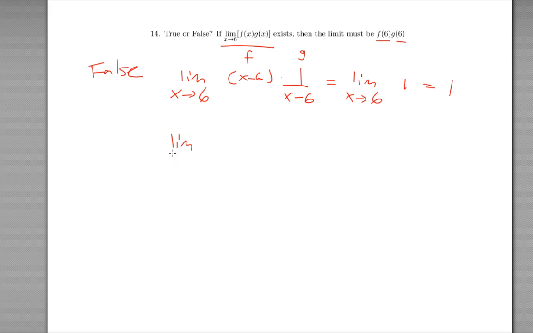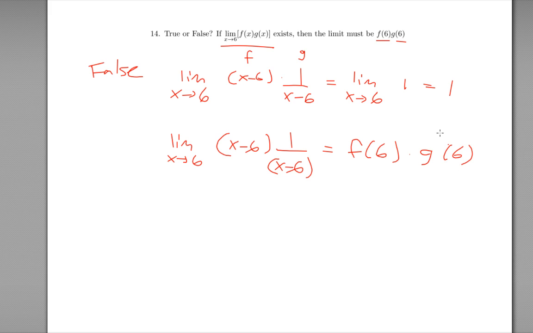However, this is saying that I could do this: the limit of x minus 6 times 1 over x minus 6. The thing they're actually saying is that I could do this: f at 6 times g at 6. So this is okay, I can do that. This is very, very bad, because I can't just plug x equals 6 into g of 6. So I can't do this. This thing is very, very bad.